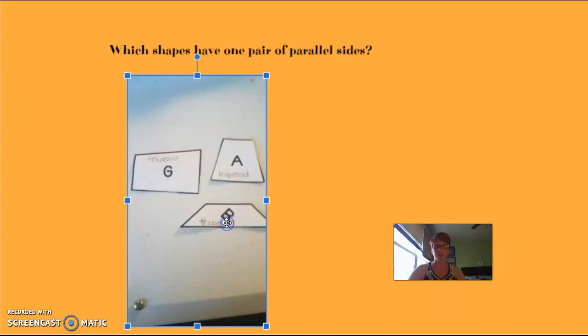All right, these are the shapes you are looking for. I see the trapezoid, the left and the right are parallel. And the other trapezoid, the top and the bottom are parallel. And then the third trapezoid, the top and the bottom are parallel. So these are the three shapes that have one pair of parallel sides.